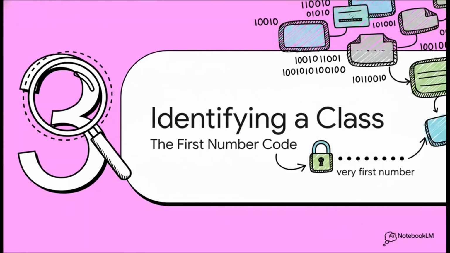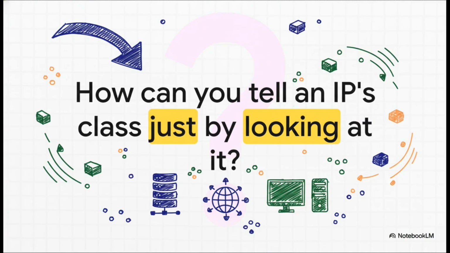Okay, this is all great, but how can you tell what class an IP address is just by looking at it? Well, there's a trick, a secret code, if you will, and it's hidden in plain sight right in that very first number. So yeah, how do you do it? How can you just glance at some random IP address and go, that's a Class B? Believe me, the answer is way simpler than you'd think.